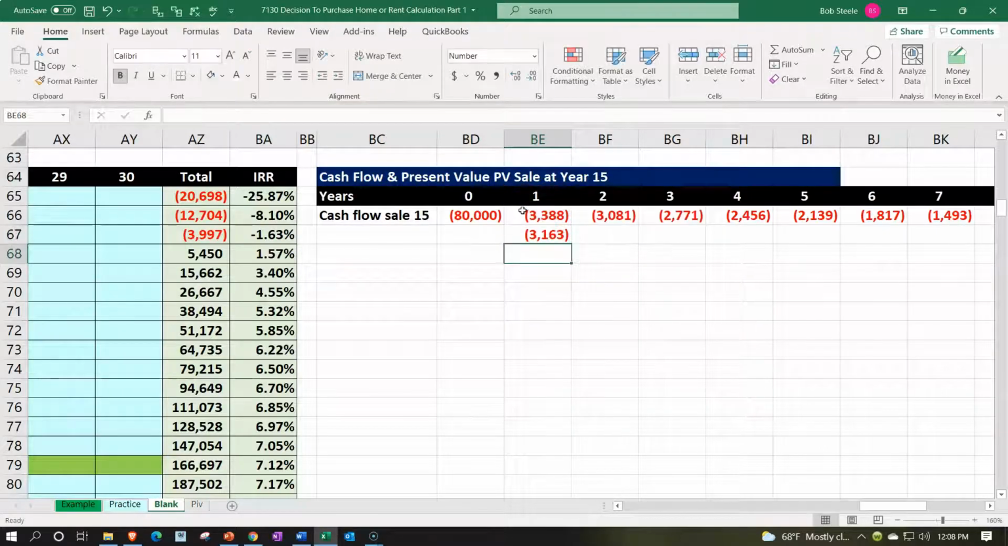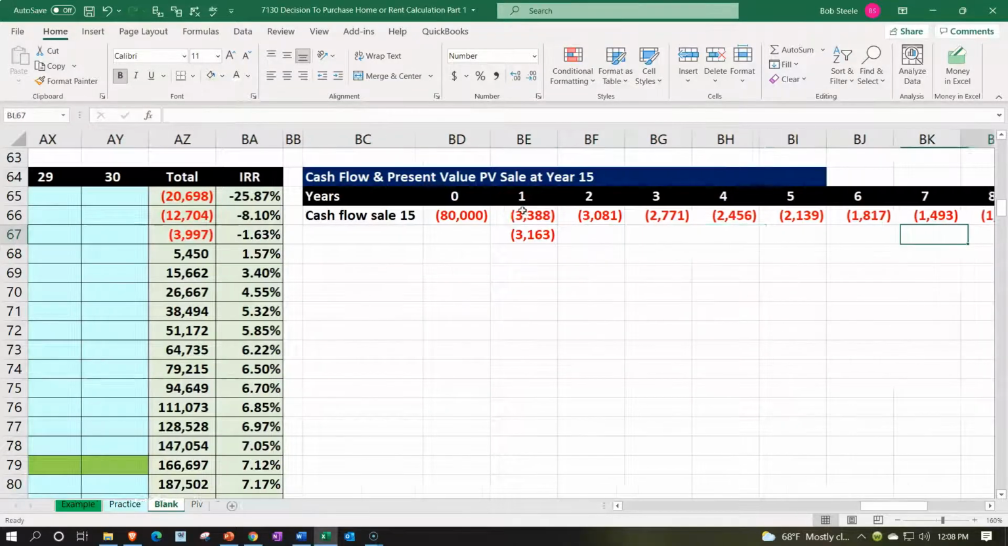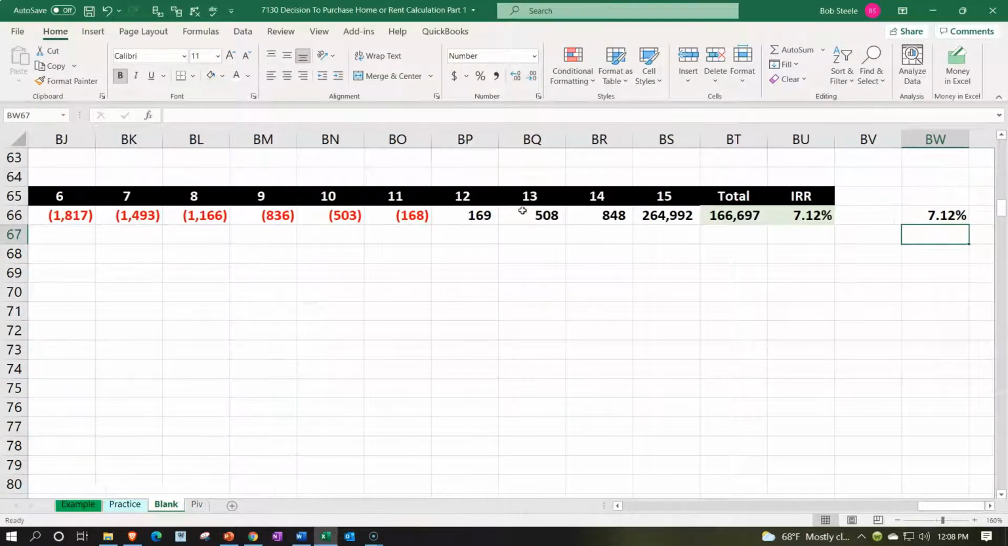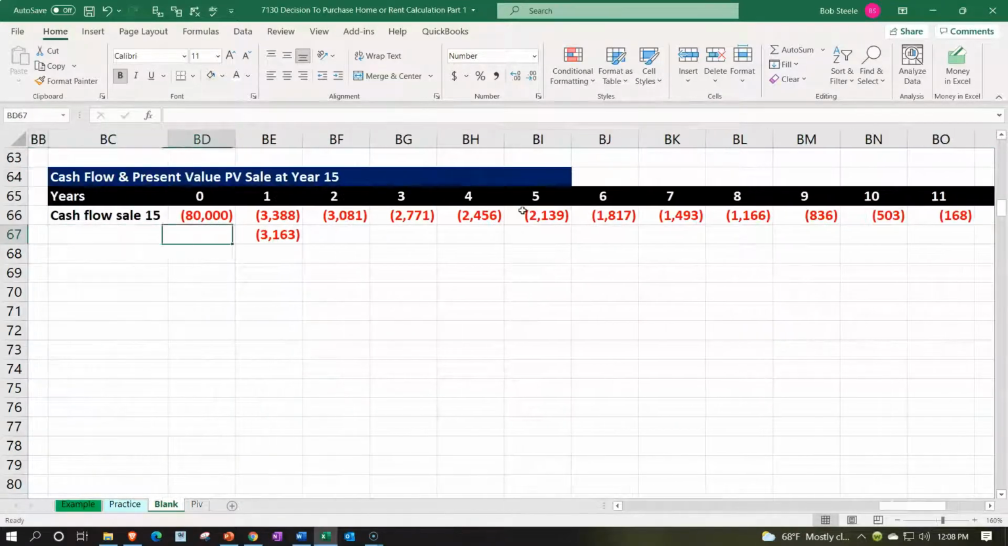So if I say enter, we got that cell pulled back now to current year dollars at the discount rate, using the discount rate of the 7.12, which is going to be that 3,163. Let's do it one more time and then we'll copy it across.